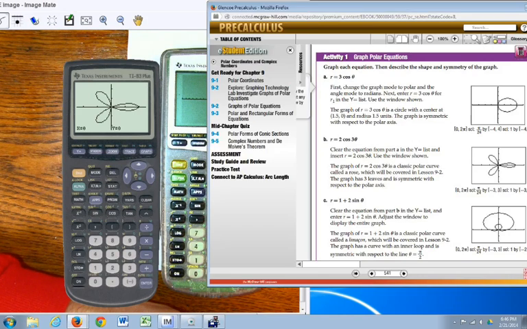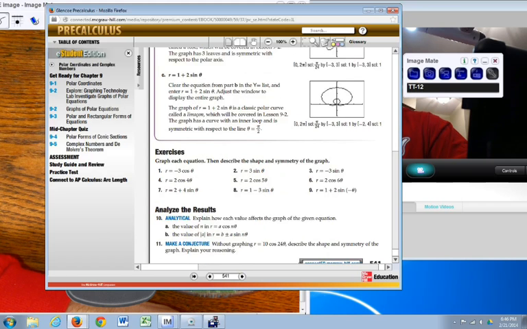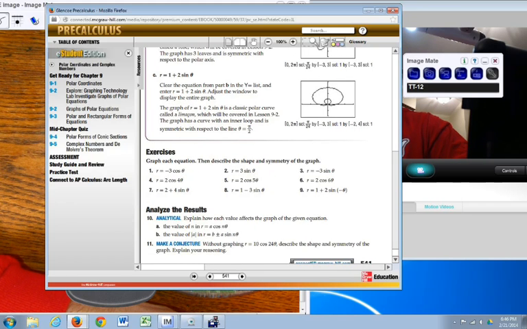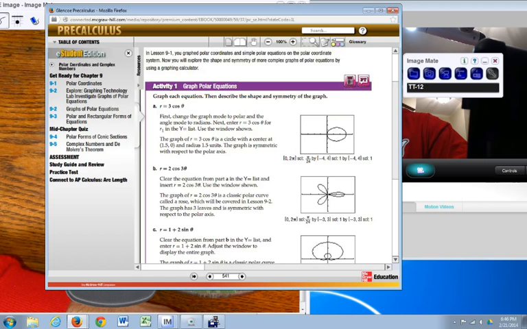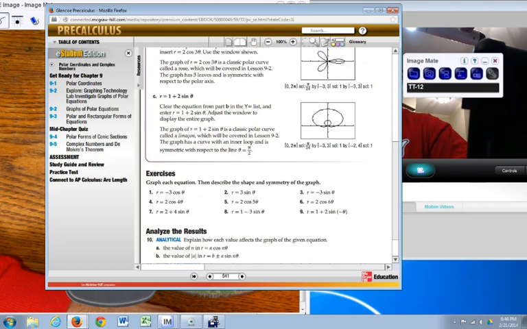Now, in your book, this section right here, page 541, you want to go ahead and graph and describe the shape and the symmetry of each graph. Well, in general, you have a couple things to talk about. You have a circle, you have a rose, and in this case, we're going to talk about either limaçons or lemniscates. But for the meantime, you need to get all 9 of those graphs. So your homework: graph all 9 of those.